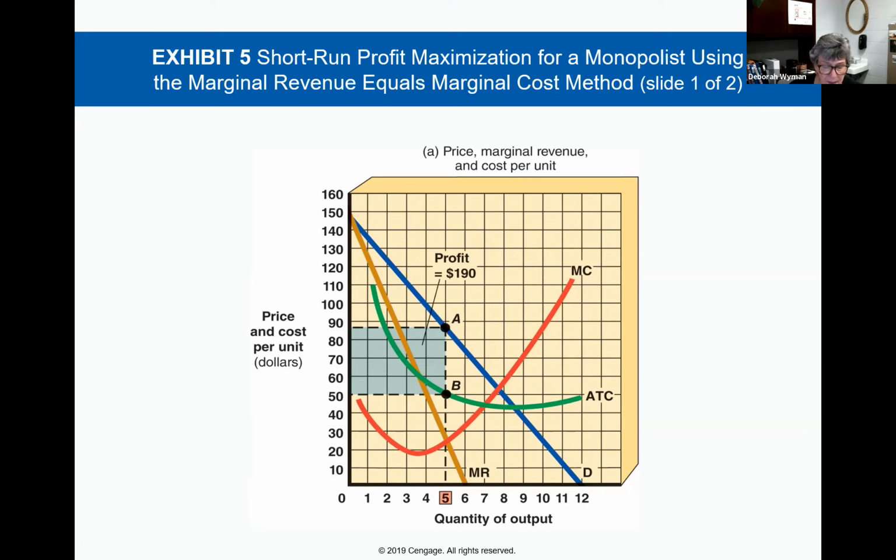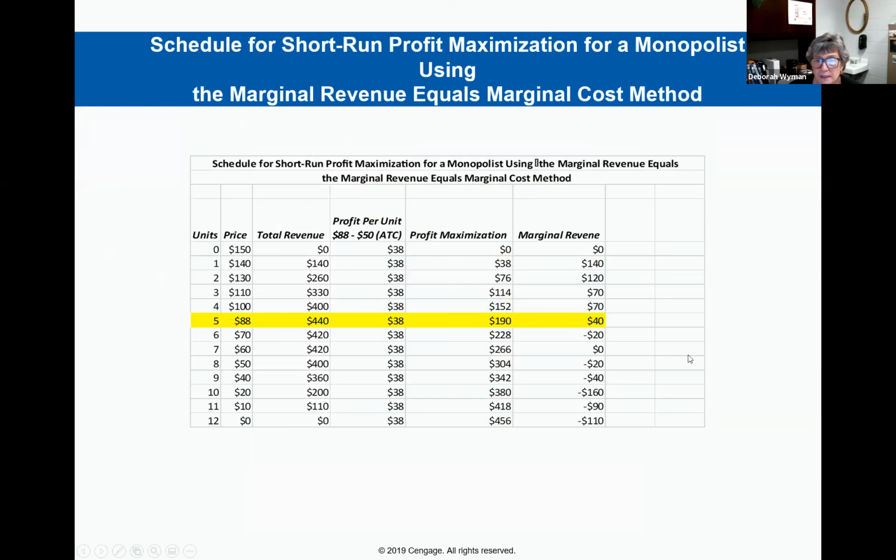But if the monopolist, for example, chose to make 3 units instead of 5 units, the monopolist would have to charge $110 per unit to earn a profit, but the profit would not be maximized. So I also made a chart for this, so we could see how this would work.